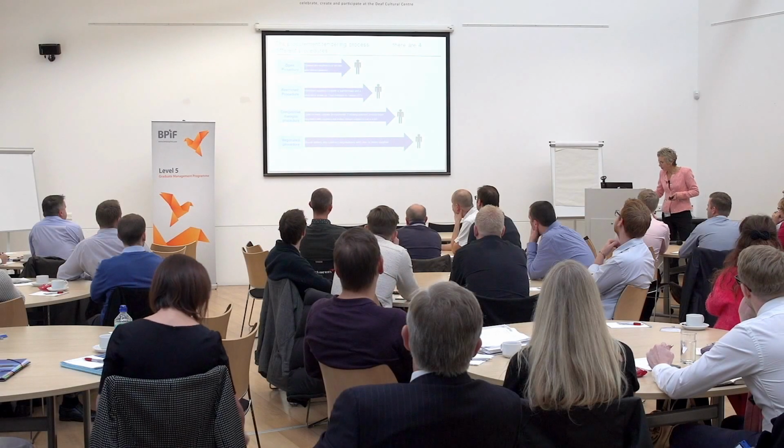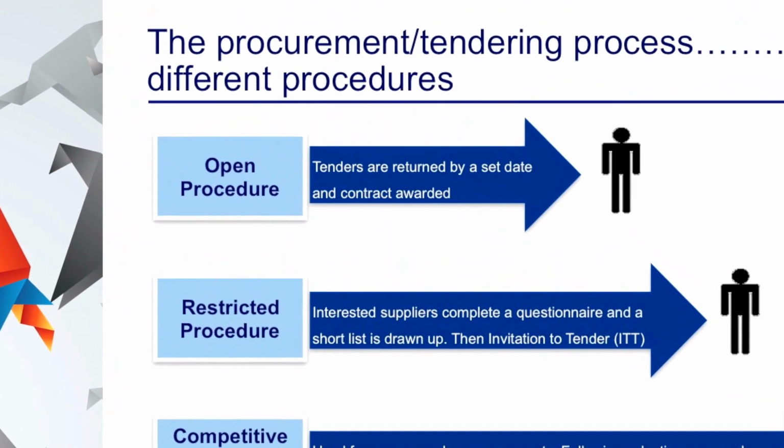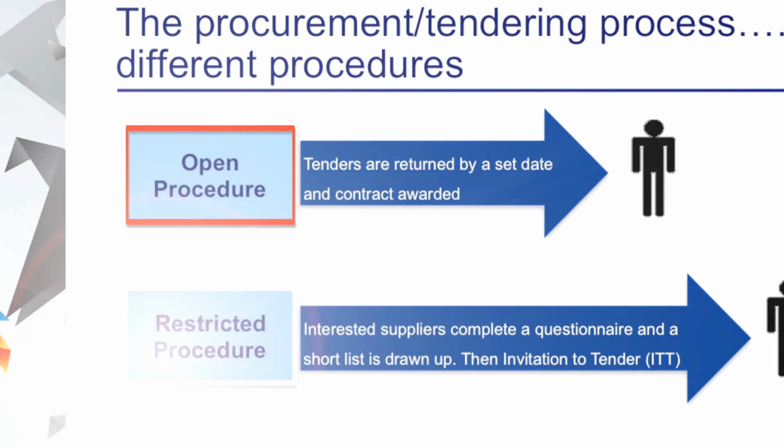So this is the procurement and tendering process that we go through. It's a procedure that we go through according to the type of contract that we're actually working with. So we've got an open procedure, and this is typically for a small contract, and we would just simply give a date and a time for people to complete their questionnaire or their tender document, reply, and then we would just go through the tender responses, and we would award the contract.